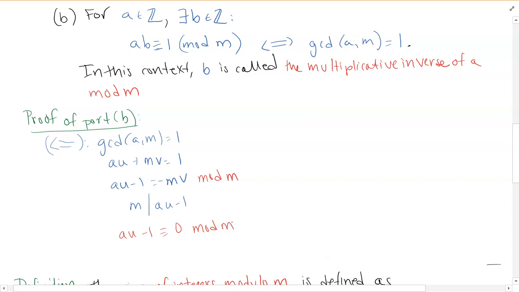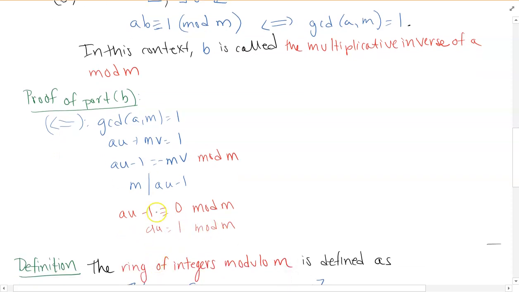Okay, you can always apply a modulus on either side. That is perfectly fine as long as it's done on both sides. And then au is equal to 1 mod m. Let me redo that, au, and then simply just take u to be b. Okay, that's the first direction.